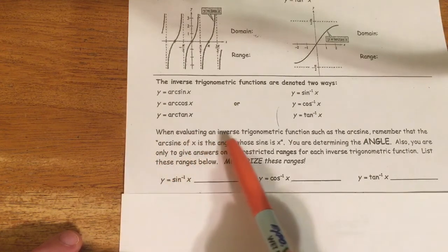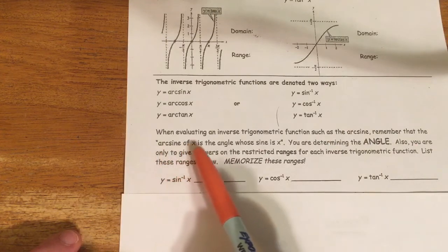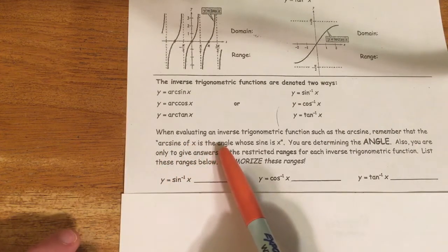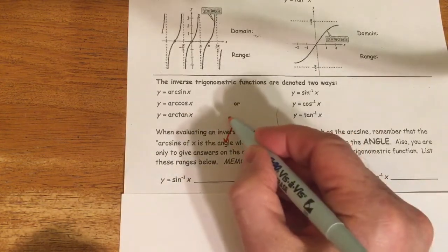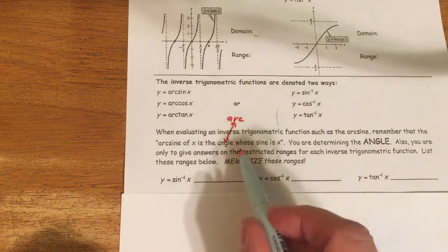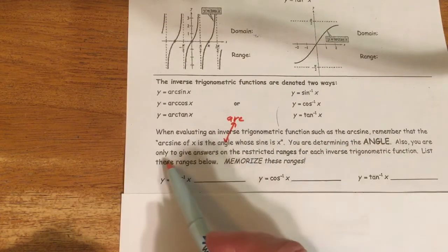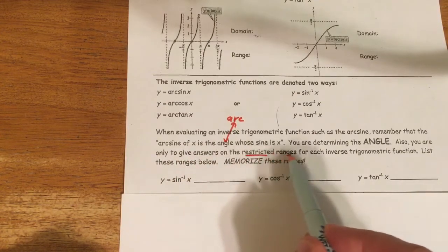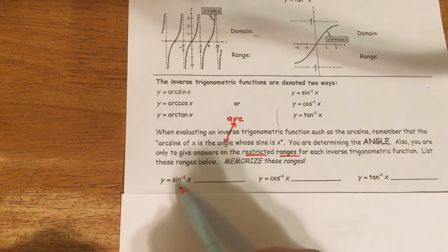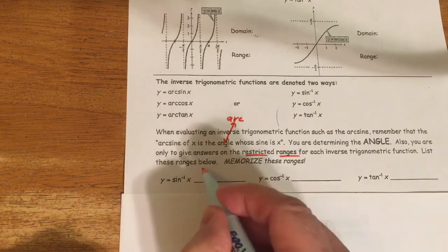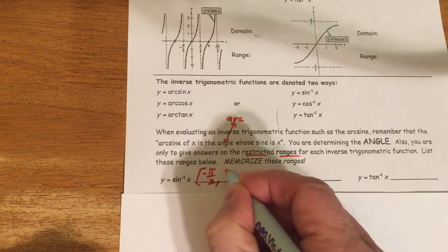Here it says, when evaluating an inverse trig function such as arc sine or sine inverse, remember that the arc sine of x is the angle, or if you want to, you can replace the word angle here with the arc whose sine is x. You are determining the angle. Also, you are only to give angles in the restricted ranges for the inverse trig functions. List these ranges below. Well, for sine inverse, the range was from negative pi over 2 to pi over 2.